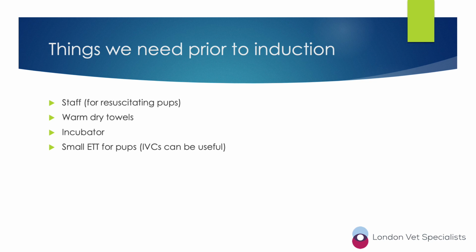So things that we need to do prior to induction is to get as many staff as possible so that we can have people available to resuscitate the pups when they are delivered. You want plenty of warm, dry towels, ideally an incubator or some warm kennel for the pups once they are thriving. And it's often helpful to have very small ET tubes, although in small breed dogs the puppies are going to be too small for most of the ET tubes, but IV cannulas can be useful just to intubate the glottis and provide oxygen therapy if necessary.